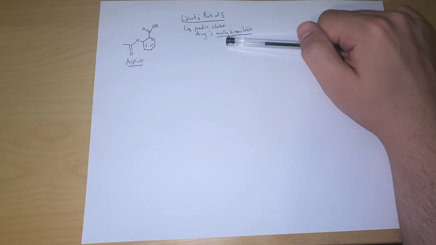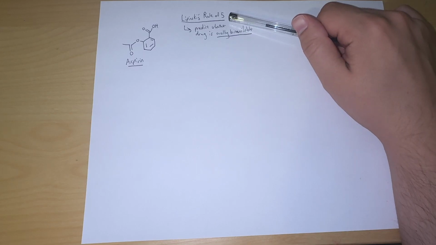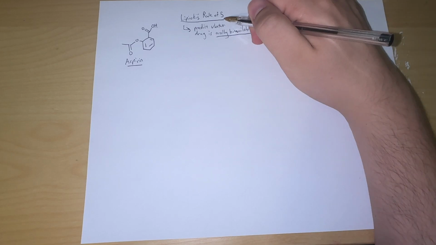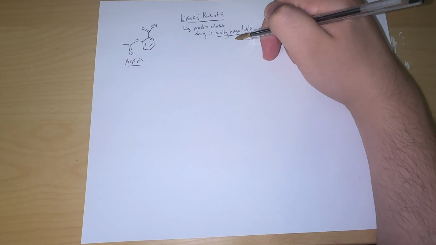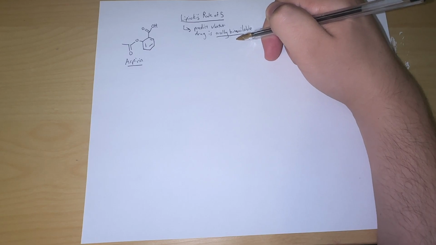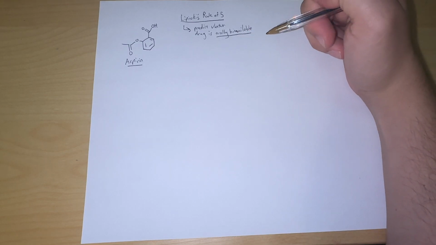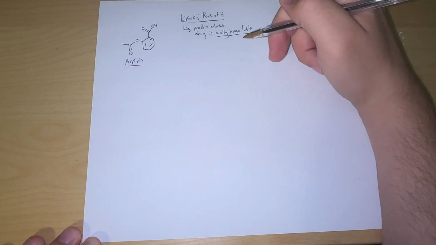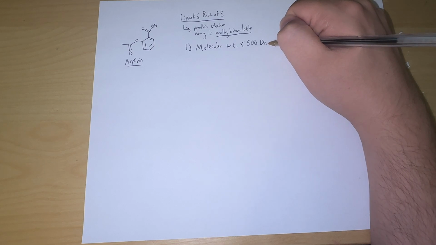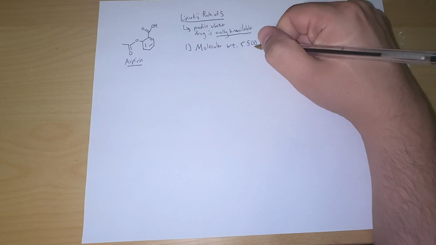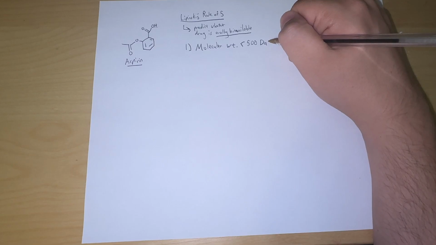This does not apply to psychoactive drugs, although there is a modified Rule of 5 that does apply to psychoactive drugs. So this Rule of 5 basically predicts whether a drug will passively diffuse into your bloodstream when you take it orally. There are 4 criteria in the Rule of 5. The first criterion is that the molecule has a molecular weight less than 500 Daltons. Now, Dalton is used interchangeably with grams per mole, so this can also say 500 grams per mole.